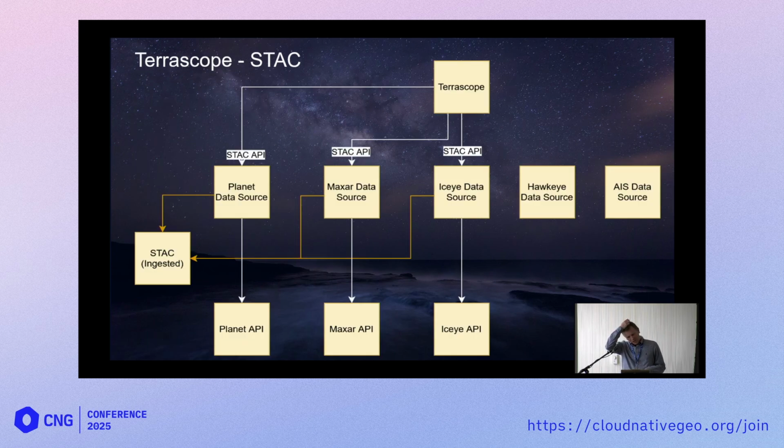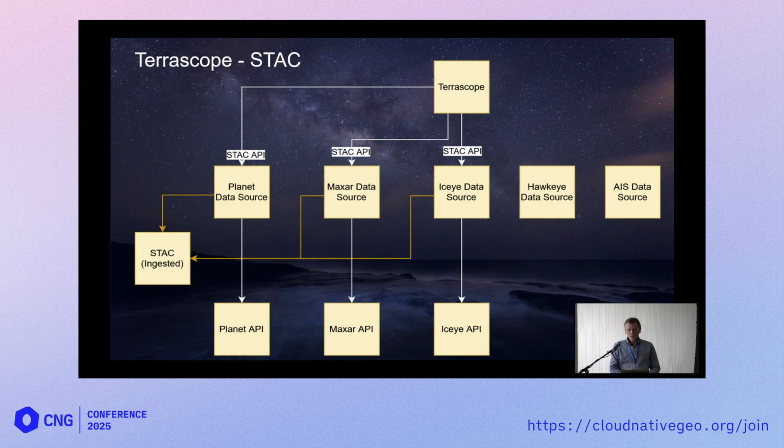So here's a little picture of what we basically have now, where we have Terrascope at the top. We have these different data sources: Planet, Maxar, ISI, Hawkeye, AIS, et cetera. These are basically little microservices. They provide the Stack API. We then have our own hosted Stack API, which is everything we've ingested. So we've acquired data, say from Planet. We've ingested it. Now we have it locally in our Stack catalog.